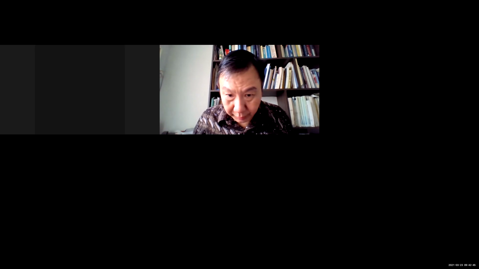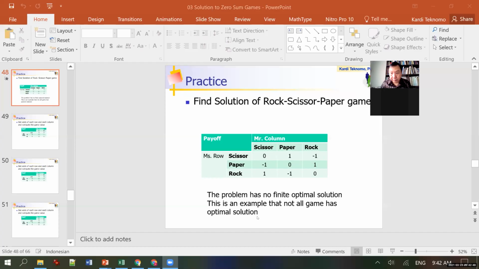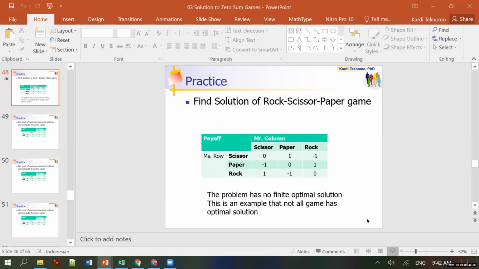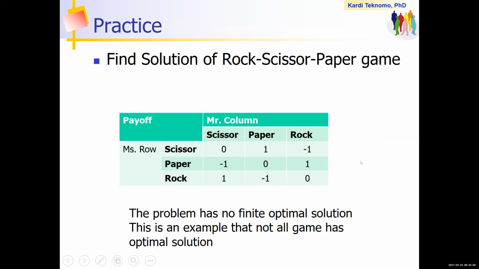I will share my screen. This was our last discussion. If you try to find the solution of this, definitely we cannot find an optimal solution. This shows that not all games have an optimal solution.